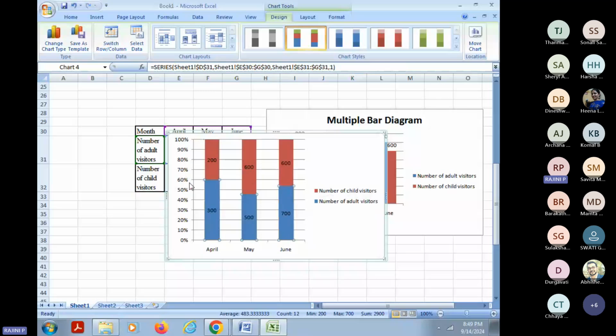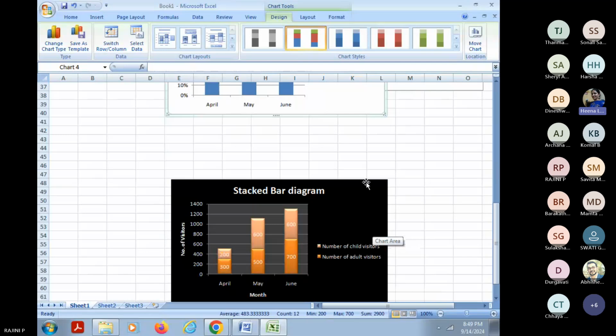So it is telling you that 60% are adult visitors, and 40% are child visitors in the month of April. In the month of May, it is 45% adult visitors and the remaining 65% child visitors. Here also the same thing in the month of June, and that's all. Any doubt anywhere? No, ma'am.